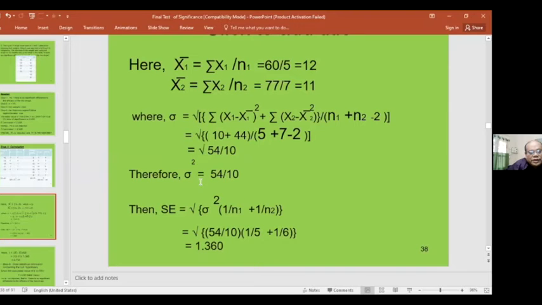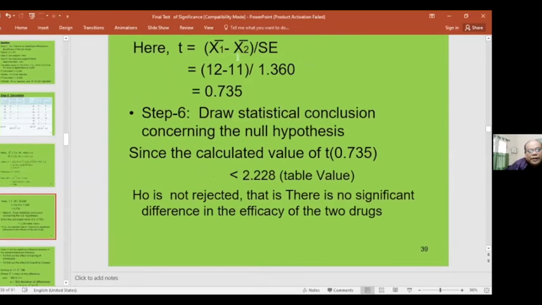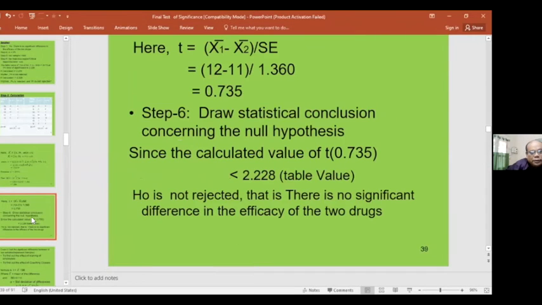Once you know this, you can calculate the standard error. The standard error formula is there, with sigma square. Once you know the standard error, bring it here. The mean weight loss of one sample was 12, and of the other sample 11. So 12 minus 11, divided by the standard error, gives 0.736.